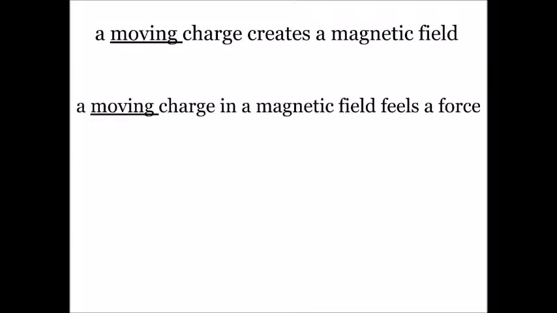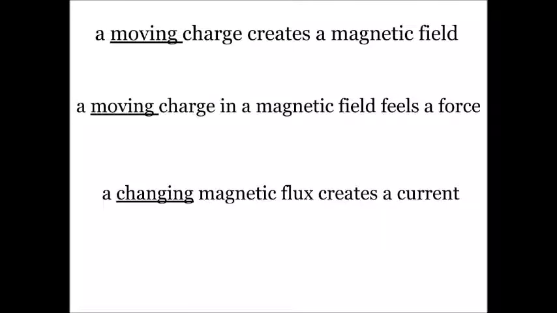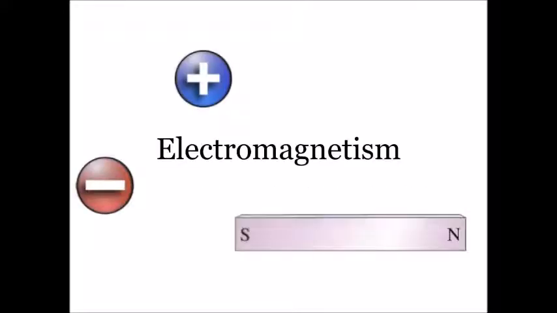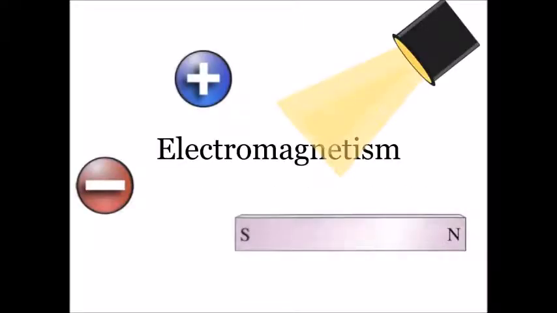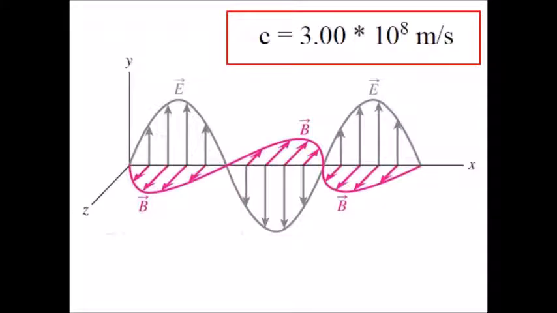In the previous video, we showed that a moving charge creates a magnetic field. We showed that a moving charge in a magnetic field feels a force. And we also showed that cutting magnetic field lines induces a current. But we did not quite do what we wanted to do. We didn't quite get to showing the connection between electricity, magnetism, and light. So let's do it. Light, an electromagnetic wave.